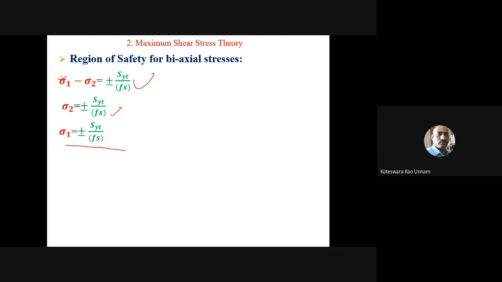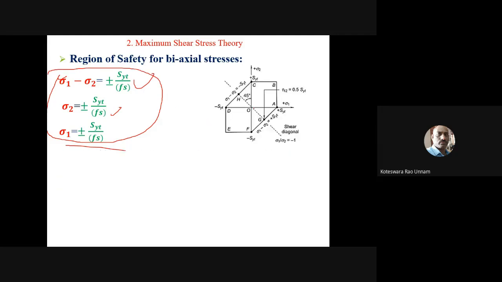So now if I construct the failure region based on these equations, it looks like this. Here, sigma 1 is equal to S by D by Fs means nothing but this is the line. Or simply, if I take factor of safety 1, this is the line which will represent sigma 1 equal to S by D. Similarly, if I take sigma 2 is equal to S by D, I will get a line something like this.